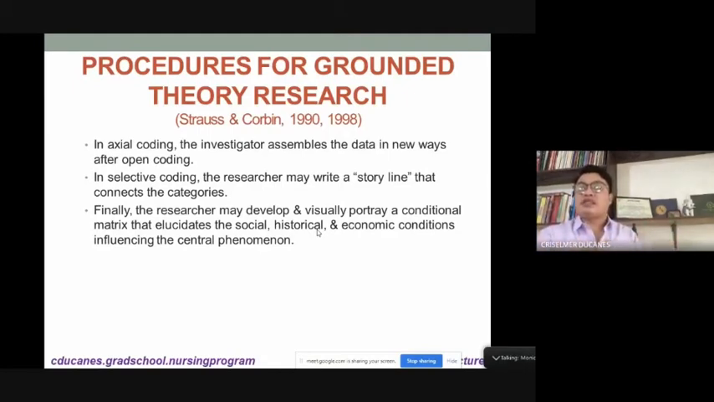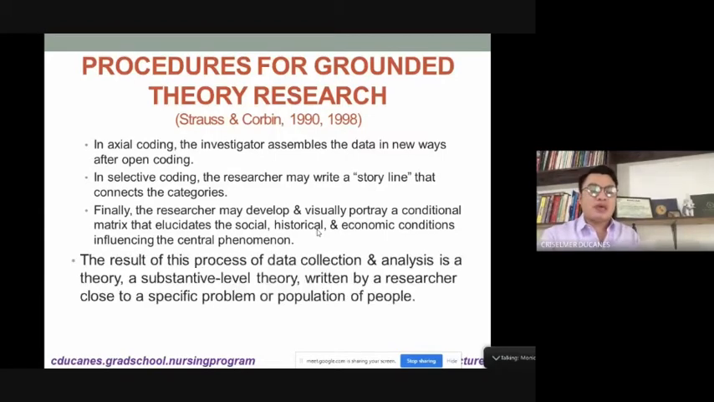Then finally, the researcher may develop and visually portray a conditional matrix that elucidates the social, historical, and economic conditions influencing the central phenomenon. And the result of this process of data collection and analysis is a theory, a substantive level theory written by a researcher close to a specific problem or population or group. So basically, ang theory mong obrahon is applicable to the particular group of people.